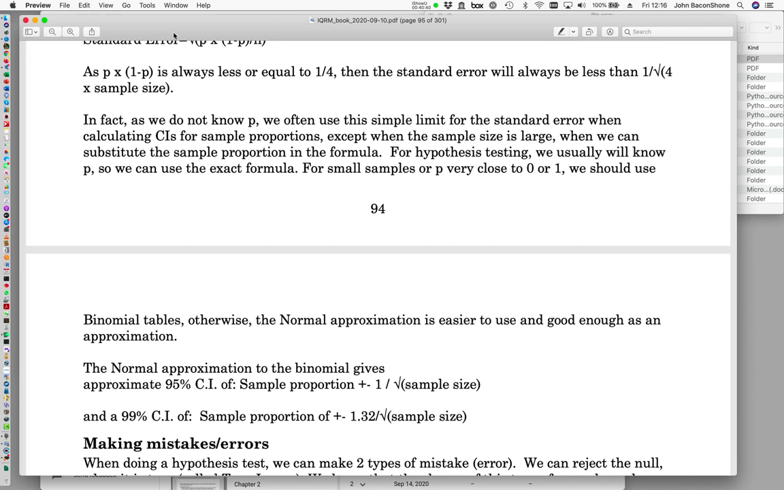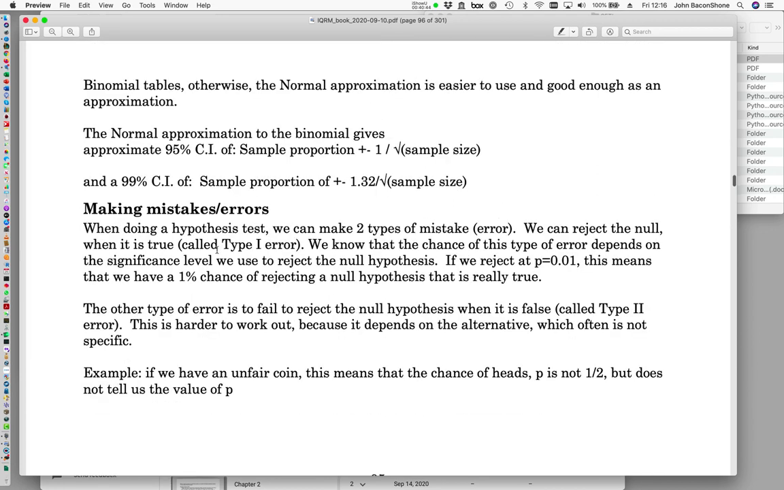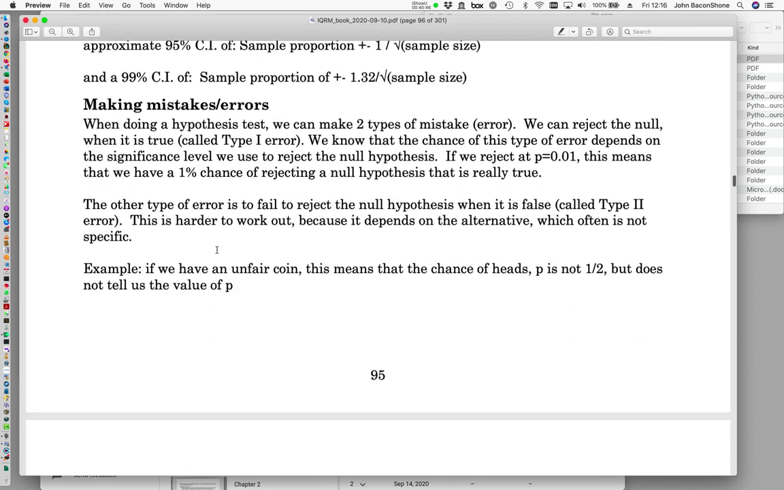Okay, so let's just think a little bit more about the hypothesis test. When we're doing a hypothesis test, there are two types of mistake. Remember, we talked about mistakes when we were talking about the drug testing using Bayes' law in an earlier chapter.